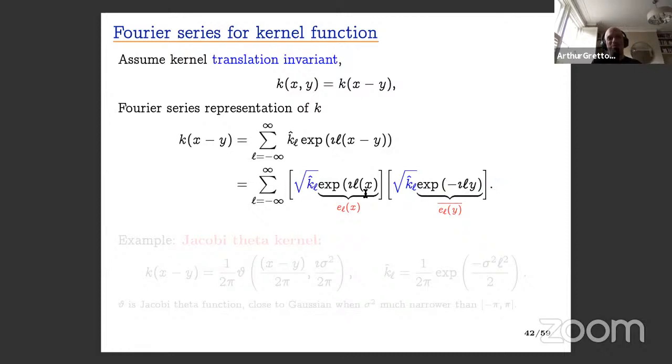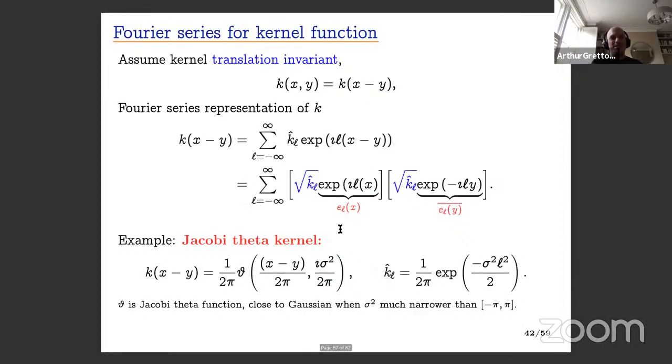We've basically used the Fourier series expansion as a way of constructing the feature space. So now let's look at an example. Here is a K of x minus y, and I've used rather horrible notation here. But what this looks like is a Gaussian kernel in this space minus pi pi.